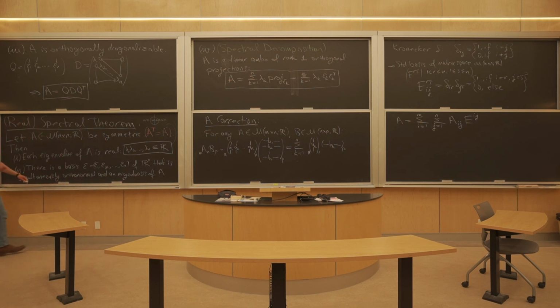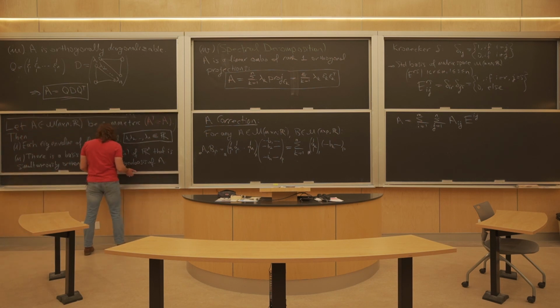That's the first item. Second item is that there's a basis, epsilon, where the epsilon i's are all vectors in Rn, that is simultaneously orthonormal. So it's an orthonormal basis. Each has length 1, and they are orthogonal to each other. And simultaneously, this is an eigenbasis for A. Here, I mean, if I apply A to epsilon i, I get lambda i times epsilon i. So let me write it here.